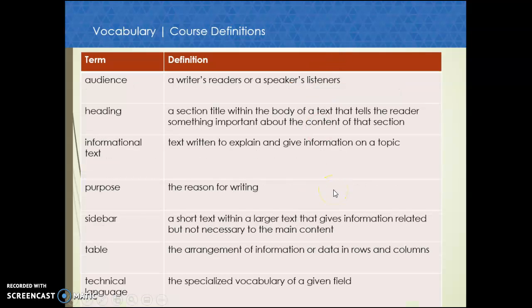Some other terms that we talked about as far as understanding the layout of an informational text. You want to know what a table might look like, a sidebar. Understand the technical language that can often be used in informational writing. Understand what purpose means when we're talking about informational text. Know what an informational text is, what a heading is, and what we mean by audience. All of this is in the context of informational writing.